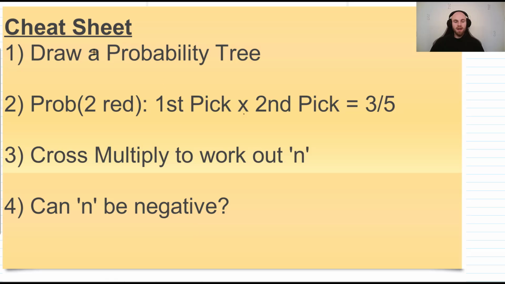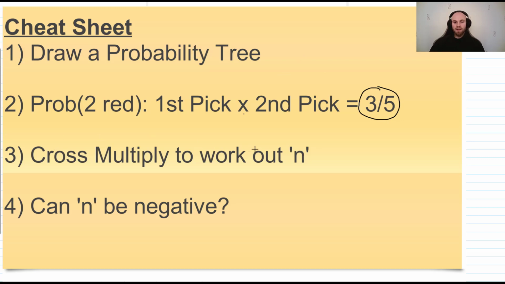So if we go to the cheat sheet, we are going to draw a probability tree first of all. This is going to really help us out a lot. Second part, well, the probability of picking a red and then picking another red is going to be the first pick multiplied by the second pick, and that is going to give us, as it gives us in the question, 3 out of 5.